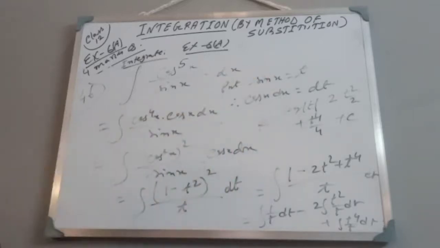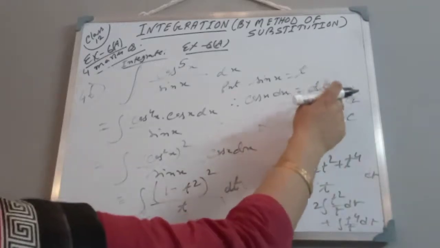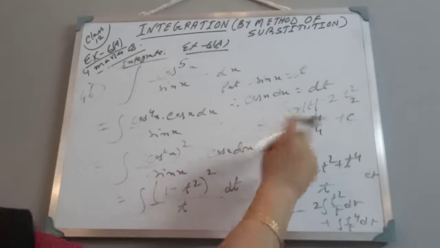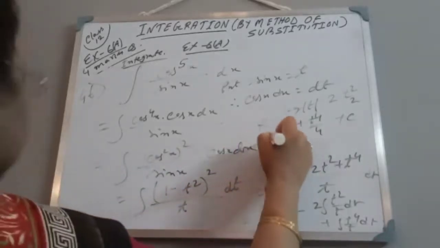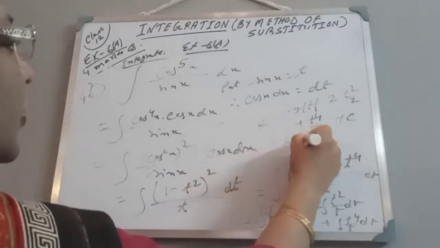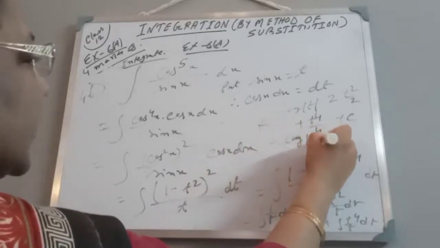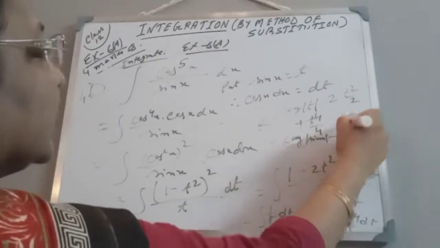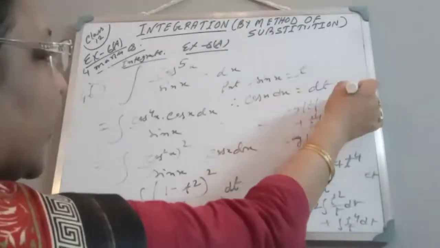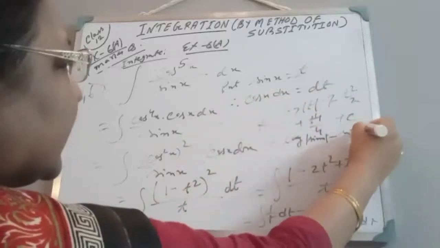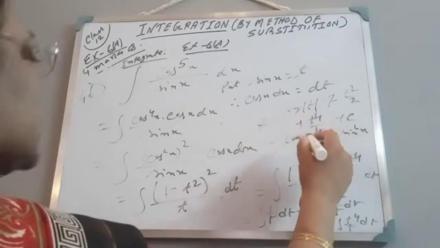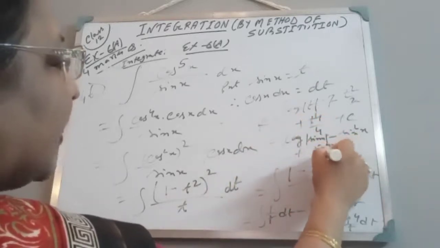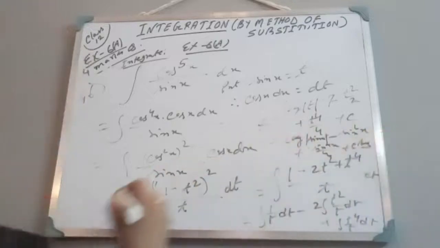What is t? T is equal to sin x. So log t minus 2t square by 2 plus t to the power 4 by 4 plus c. Put the value of sin, okay, then we will get the answer. What is the answer then? Log sin x, as t is equal to sin x. So log sin x minus 2 will be cancelled, as t square by 2 is there. So it will be minus sin square x plus sin to the power 4x by 4 plus c. So this is the answer.